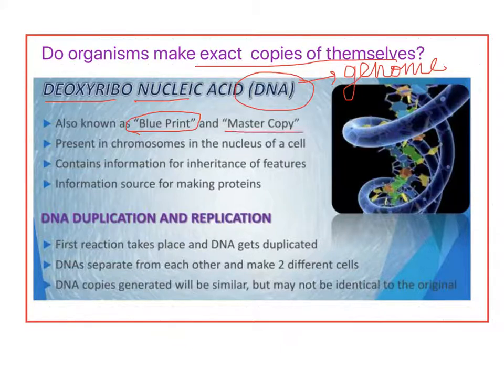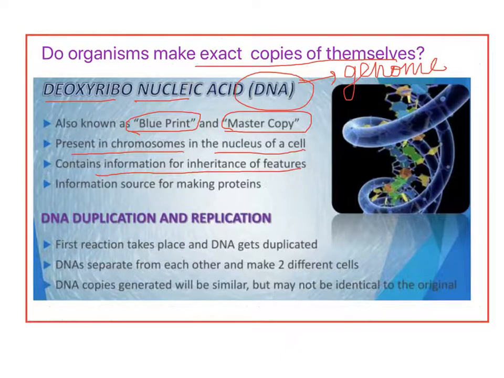And there is a master copy. Now this DNA is present in the form of chromosomes in the nucleus of the cell. Now ये जो DNA है ये organism के nucleus में मौजूद होता है, and this DNA exists in the form of chromosomes. And this DNA, as I told you, contains information for inheritance of features.